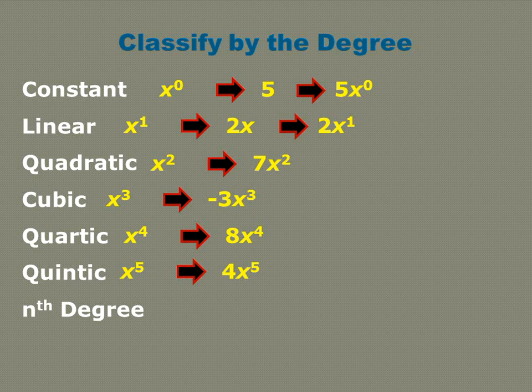Then anytime we have a term that has an exponent higher than 5, we consider that the nth degree. So x to the nth, which would be any number higher than 5. So an example of that would be 12x to the 9th. We would say that is a 9th degree term.